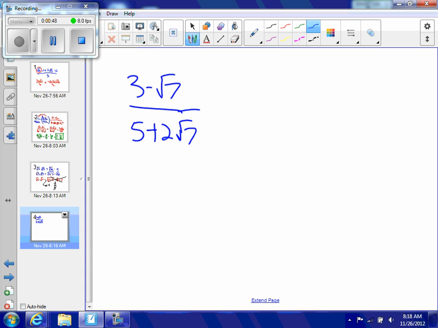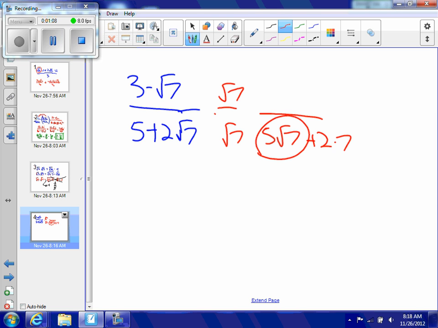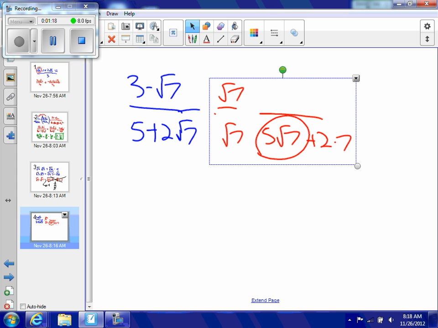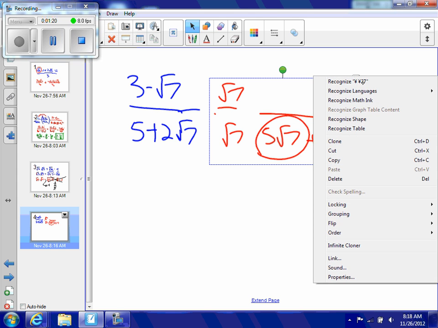But if it's a binomial, the only way to get rid of it is to multiply by the conjugate, because if I just multiply the top and bottom by radical 7, what I'm going to have in my denominator is 5 radical 7 plus 2 times 7, but I'm basically just transferring my problem from the 2 to the 5, and I'm not really doing anything to get rid of it, right? Yeah. So you would do 5 minus 2 root 7? That's exactly right.